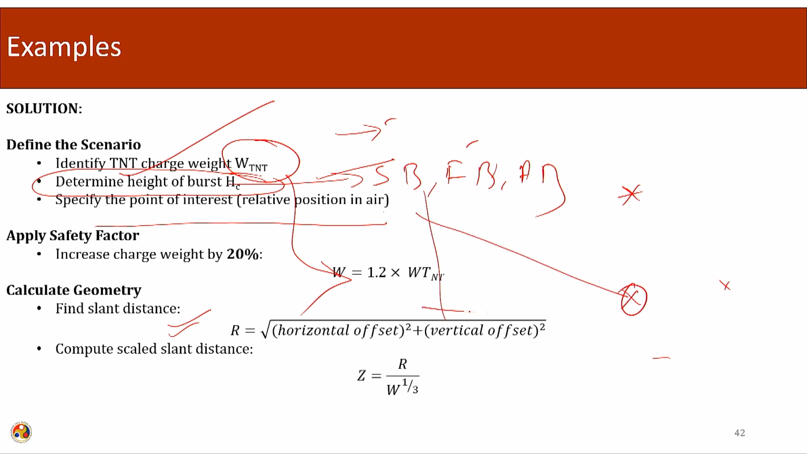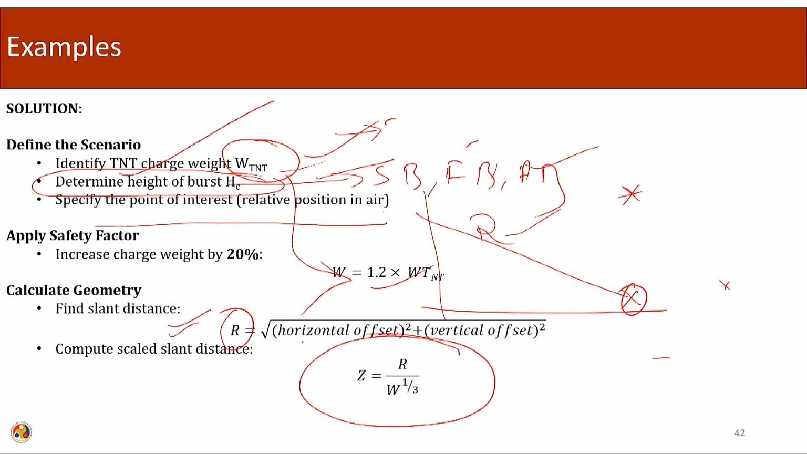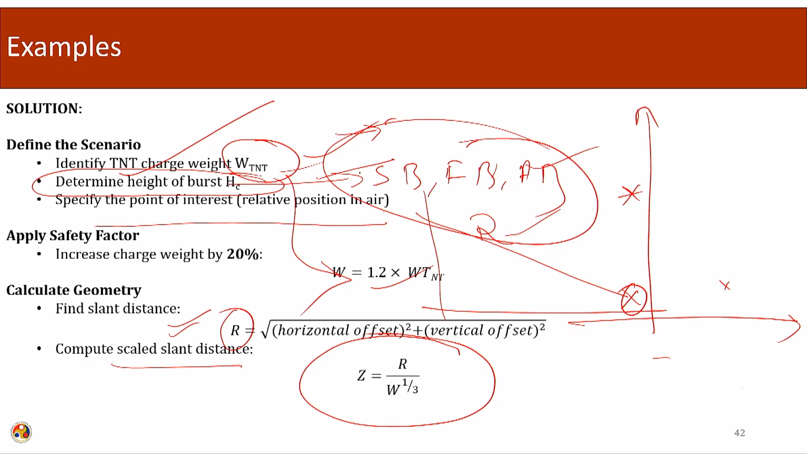After that, we will try to determine the point of interest. The point of interest might be given, so we will calculate the distance, r. These three things are key. First, we will calculate these three parameters. Once we have these three parameters, we will calculate the z factor. Once we have the z factor, we need to find the proper curve depending upon the nature of the blast, and we get the respective curve.